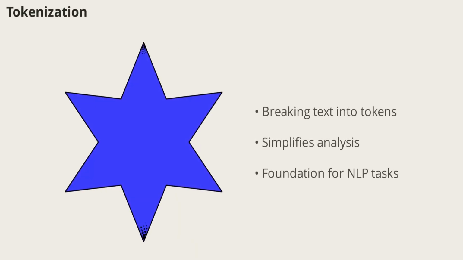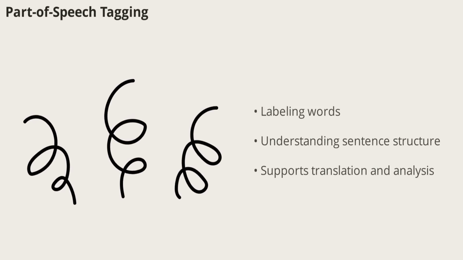Tokenization is one of the first steps in NLP. It involves breaking down text into smaller units called tokens, such as words or phrases. This process makes it easier for computers to analyze language, as it simplifies complex sentences into manageable pieces. Tokenization is essential for tasks like text analysis, search, and machine translation, forming the building blocks for more advanced NLP operations.